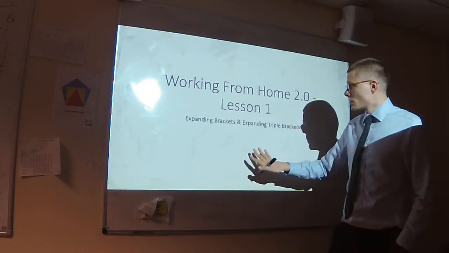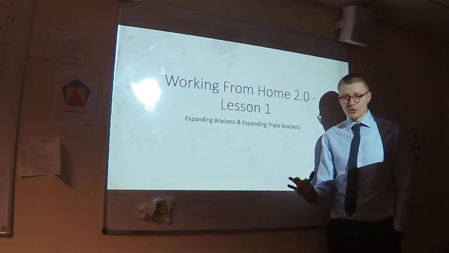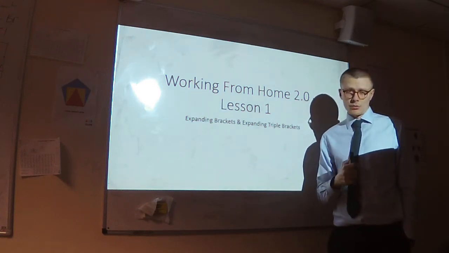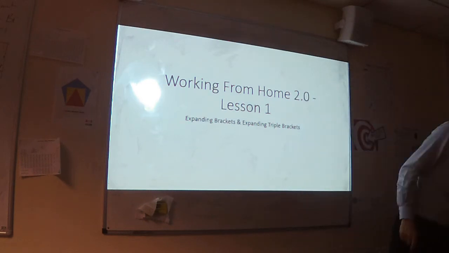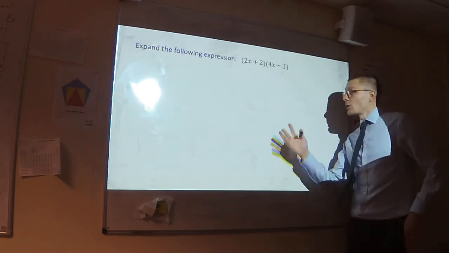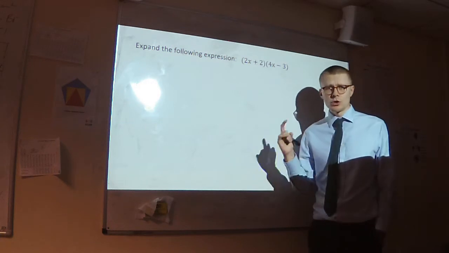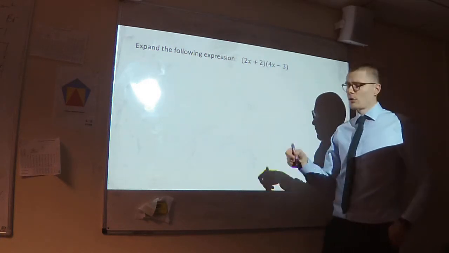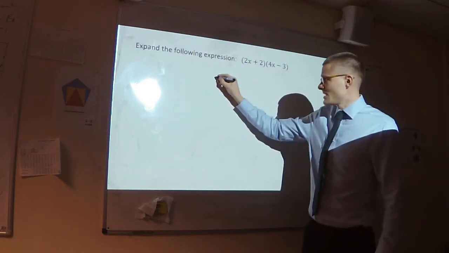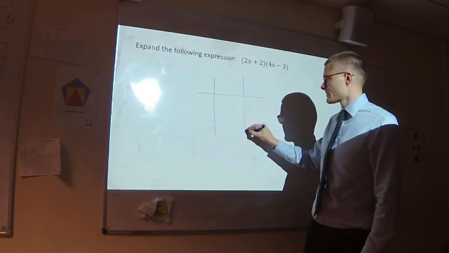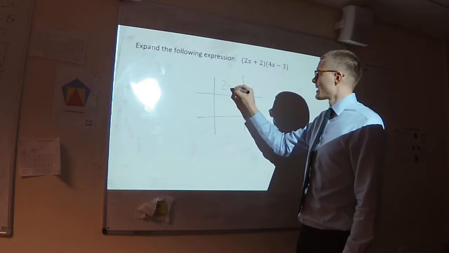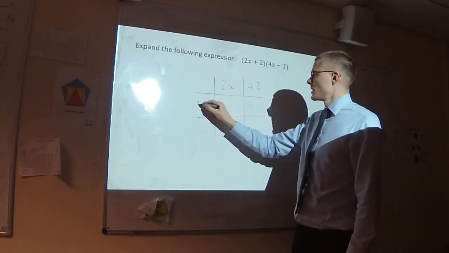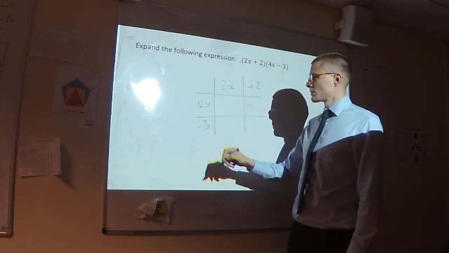We're going to start by having a look at expanding brackets, expanding triple brackets. There's a specifically new thing I want to show you. I'm going to start with a quick recap of how we do this. A question might say expand this expression. We've got 2 brackets, 2x plus 2 and 4x minus 3. The first thing we're going to draw is our multiplication grid. Along the top I'm going to have 2x plus 2, and I've got 4x minus 3.